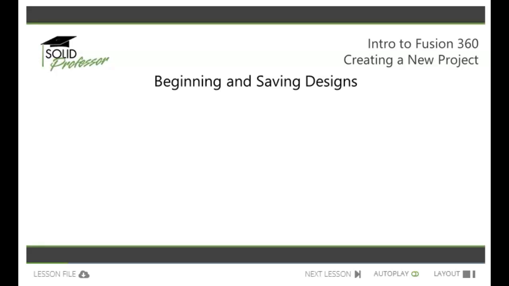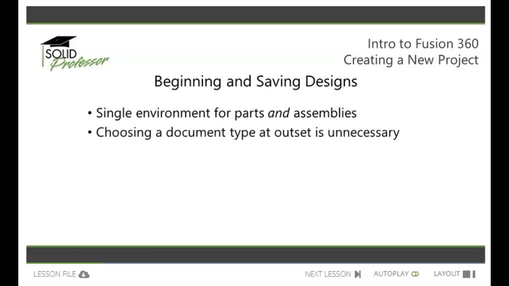Unlike other CAD programs, Fusion 360 does not have separate types of documents for parts and assemblies. Instead, a single environment is used to create parts and/or assemblies. Therefore, there's no need to worry about what type of document to start with when you begin a new design.